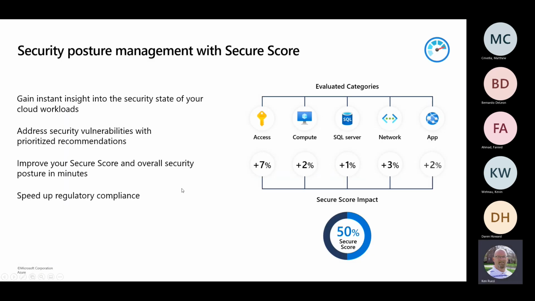This is what Secure Score looks like from the Azure standpoint. We're looking at different silos: SQL Server, your network, the application standpoint, and access. What are the roles that are associated that have different levels of management inside those, and we can see those all from within the Secure Score area.